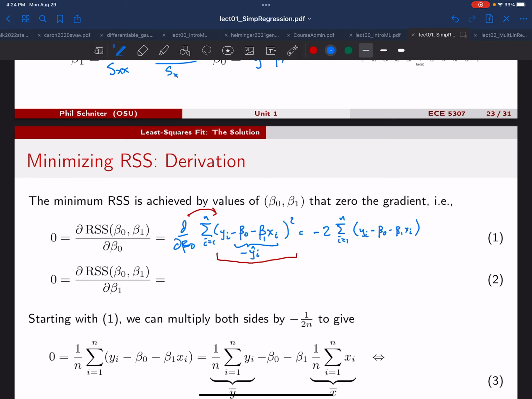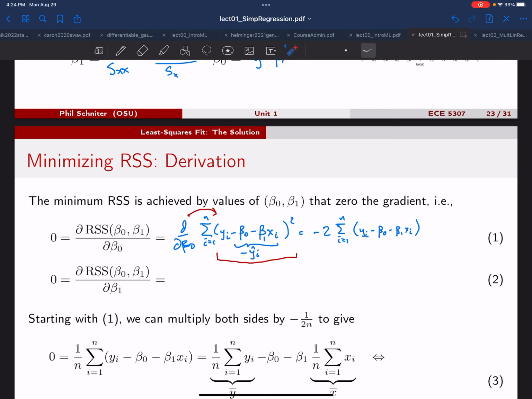Okay. So again, we move this derivative through the sum. Then for this, we use the chain rule. We have 2 times this times the derivative of this with respect to beta 0, which is minus 1. Okay.